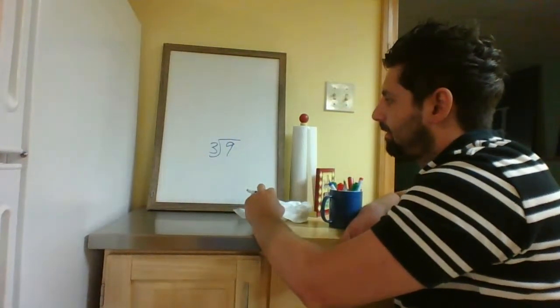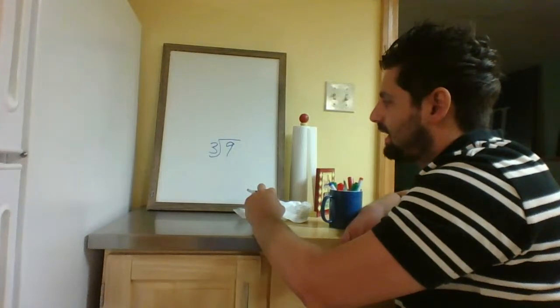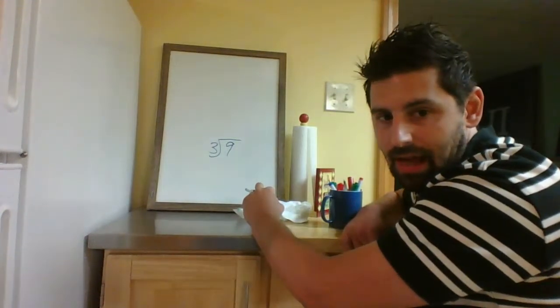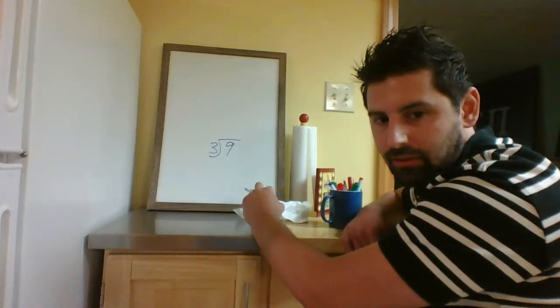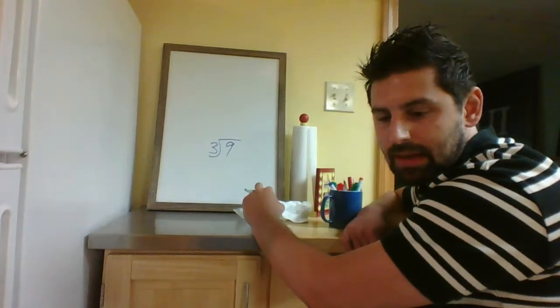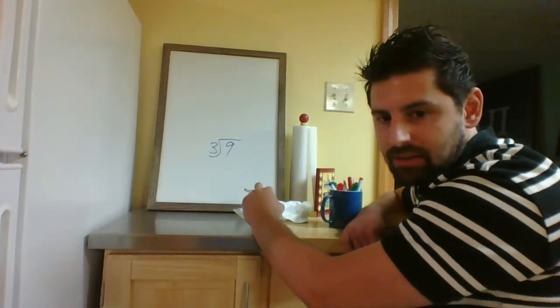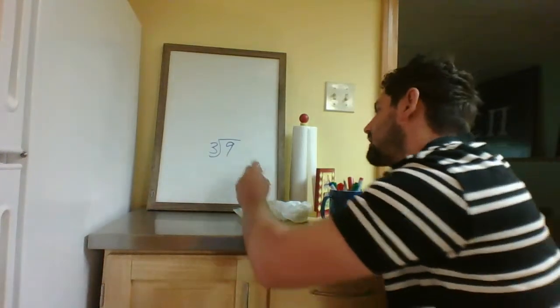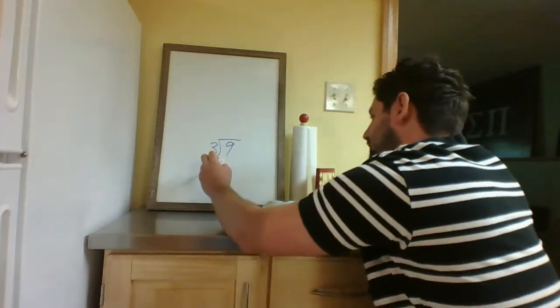All right. 9 divided by 3. So I'm going to start with 9. I'm going to repeatedly subtract 3 until I get to 0. I'm going to count how many groups of 3, how many times I had to subtract the number 3. And then that way I'll find out how many groups of 3 are within 9.